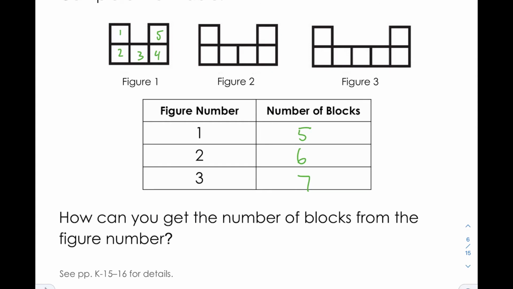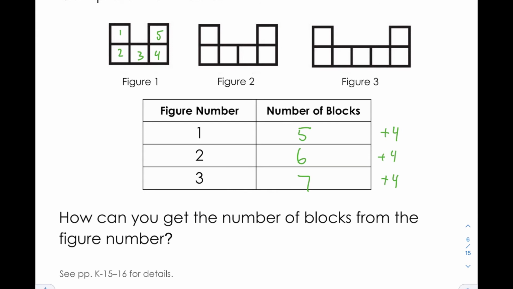Well, one thing we could do is we could add 4, right? Now let's see if that works for the rest of the table here. Is 2 plus 4 equal to 6? Yes. And is 3 plus 4 equal to 7? Yes. So this is what is happening here. This is actually, believe it or not, the hard part.